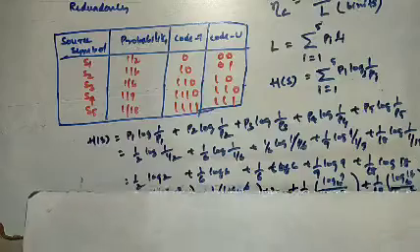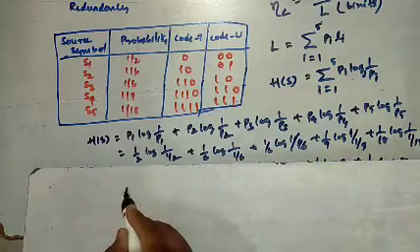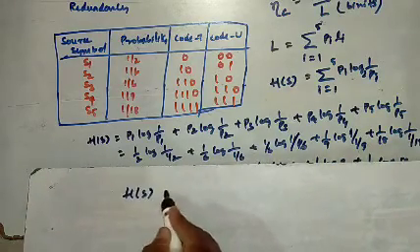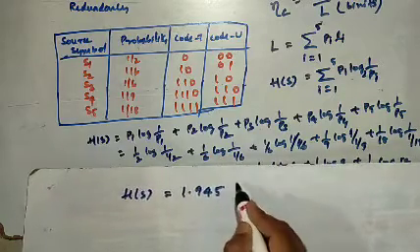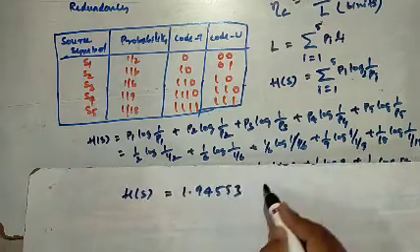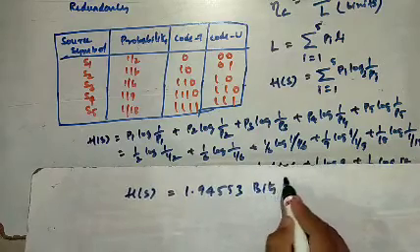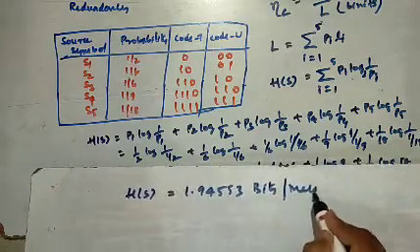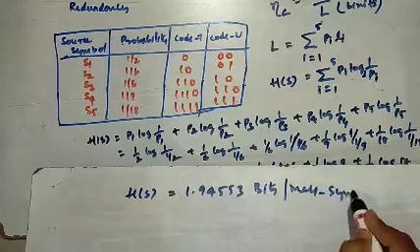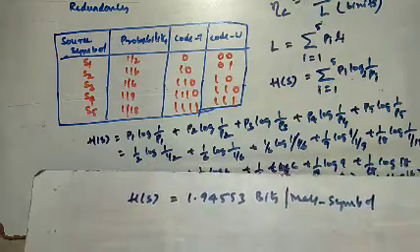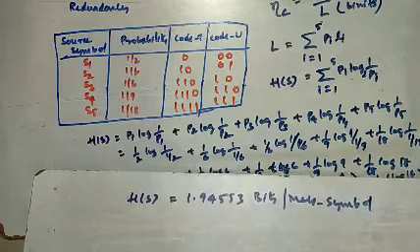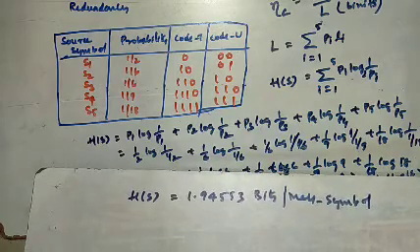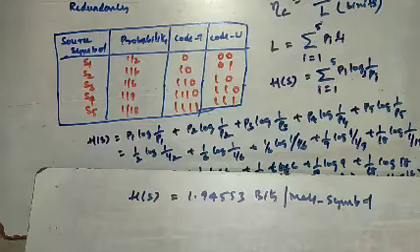we get H of S is equal to 1.945553 bits per message symbol. Bits per message symbol means that I require 1.9 bits per message symbol. For one message I require 1.94553 bits.